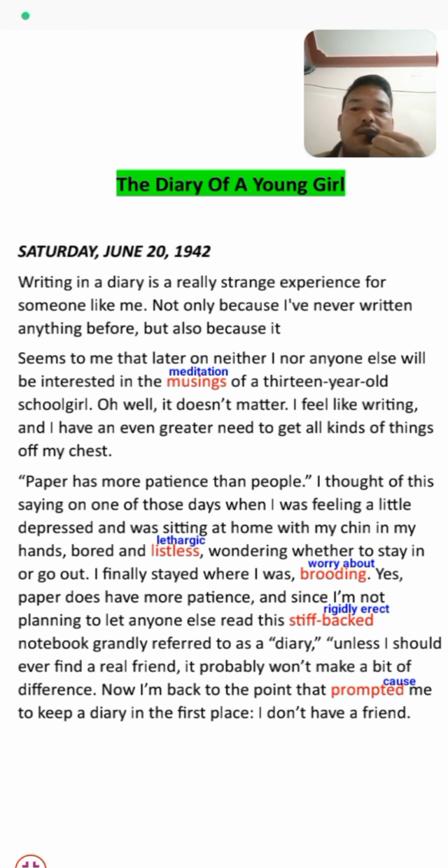I thought of this saying one day when I was feeling a little depressed, sitting at home with my chin in my hand, bored and listless. Listless, students, means lethargic, and wondering whether to stay in or go out. She was confused, wondering whether she should stay inside or go out.